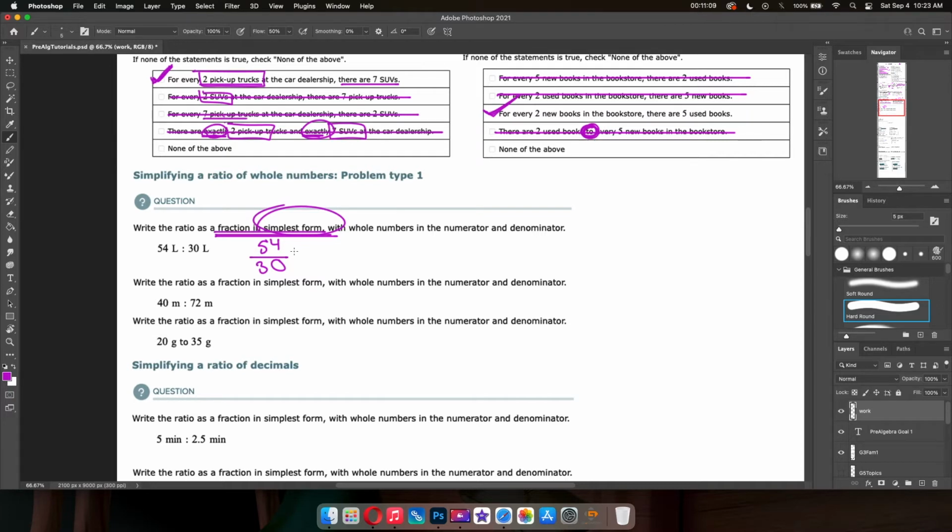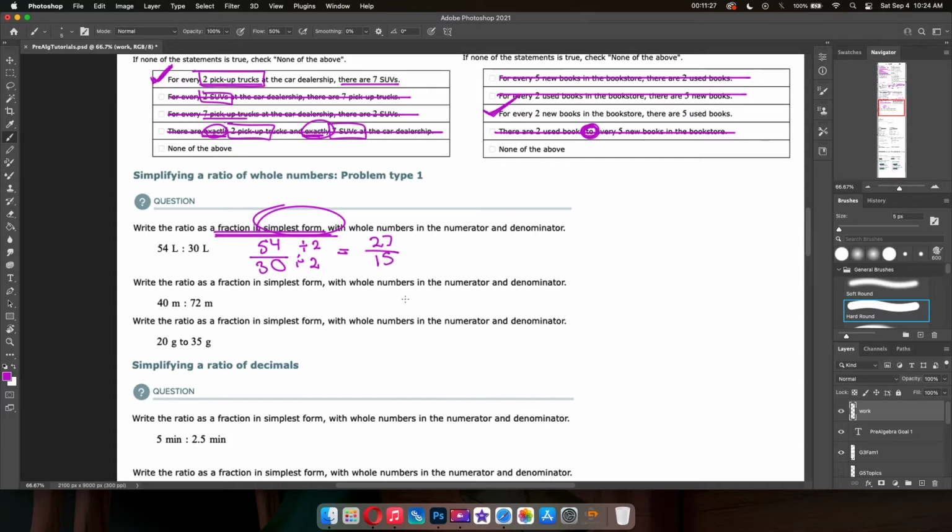Looking at this quickly, I can see that these are two even numbers. So I'm going to divide by 2 and divide by 2. Human calculator, Ms. Dubois, activate. 54 divided by 2 is going to be 27, and then 30 divided by 2 is going to be 15. All right, that takes care of all of the even numbers.